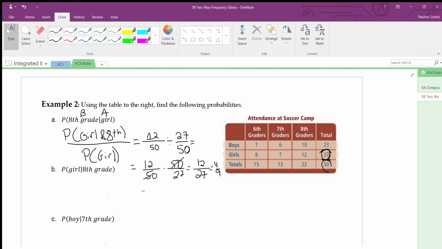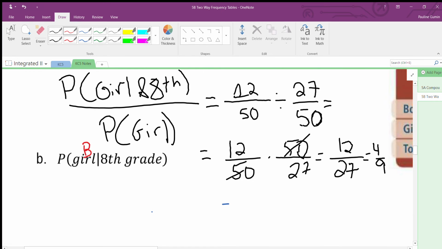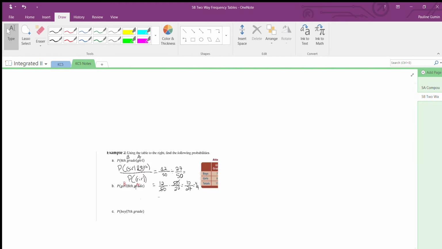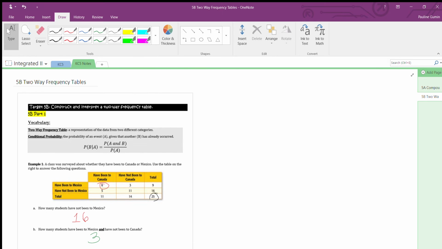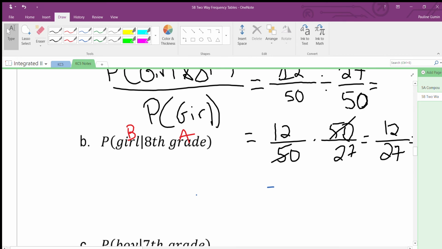What if we're looking for the probability of an 8th grader given that they're a girl? How's that going to look different? Well, let's check it out. This is now our B and this is our A. Once again, I'm following the formula that's up here. And I love to label. So let's get to it.